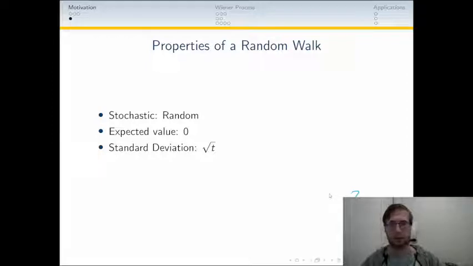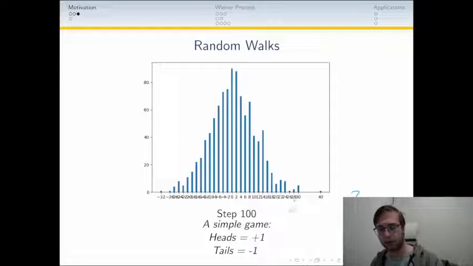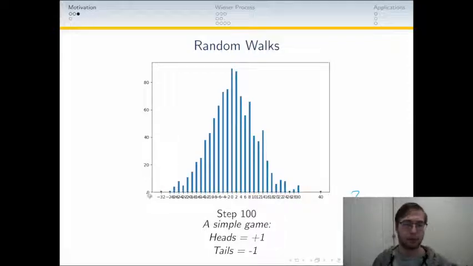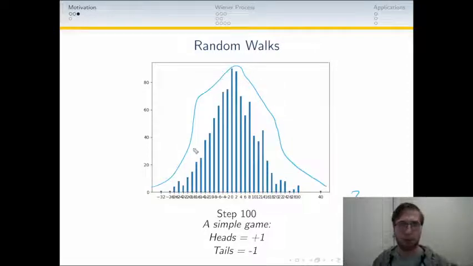The expected value is 0. Standard deviation is the square root of t. We can see that here, as the distinctive shape mentioned earlier is a bell curve, which is what this looks like. That is a horrible bell curve, but random walks are going to form this bell curve shape after many, many simulations. In this case, the variance is going to be exactly the number of flips. So in this case, the variance is exactly 100, and the standard deviation is going to be exactly 10.